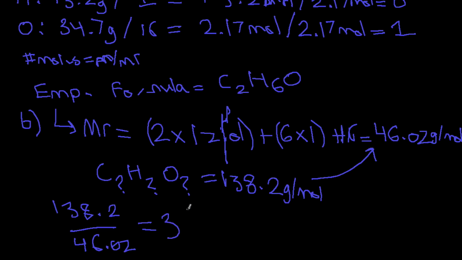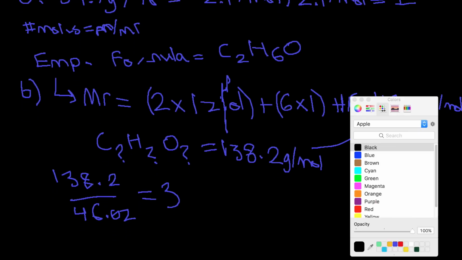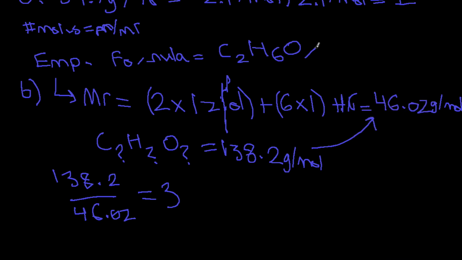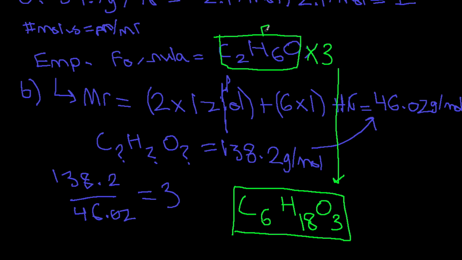Now, what you need to do is multiply the empirical formula by 3. So let me switch my color right here. So we're going to multiply this by 3. I'll write it down here. That means we're going to have 6 carbon atoms, 18 hydrogen atoms, and 3 oxygen atoms. That's going to be our molecular formula. And this right here is our empirical formula.